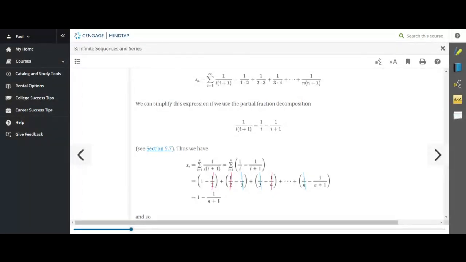So you see there how by using the partial fraction decomposition, you can rewrite this nth partial sum as the sum where i goes from 1 to n of 1 over i minus 1 over i plus 1. And then you can expand out the terms, and by expanding out the terms, you get some cancellations, and you're left with the nth partial sum equaling 1 minus 1 over n plus 1.